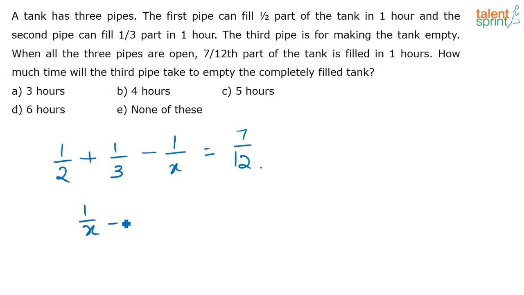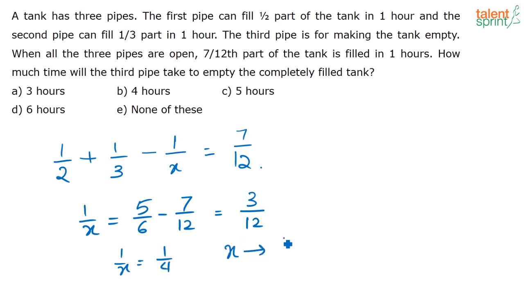So what is 1/x? 1/x is equal to 1/2 plus 1/3. What is that? 5/6, correct? So 5/6 minus 7/12. Again, if you take the LCM as 12 and solve, what do you get? 10 minus 7 by 12, that is 3/12, or 1/x is equal to 1/4. So the third pipe will empty the tank in 4 hours. So the answer is option B, 4 hours. Okay, hope it's clear. Everybody is getting it as 4 hours.